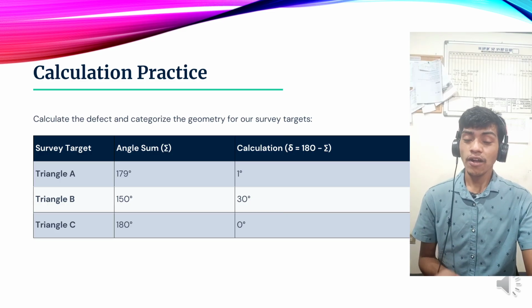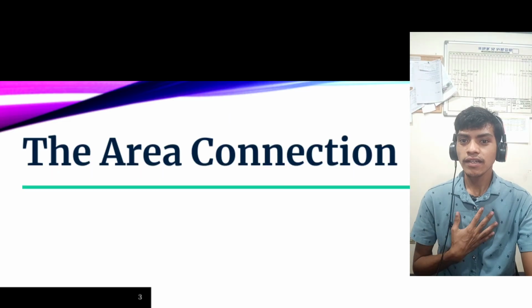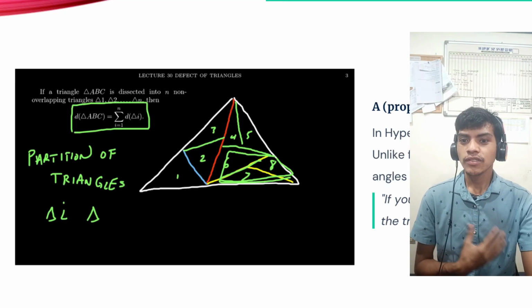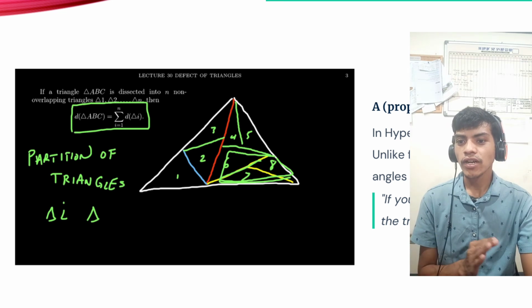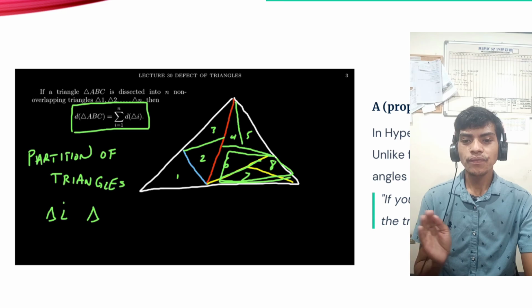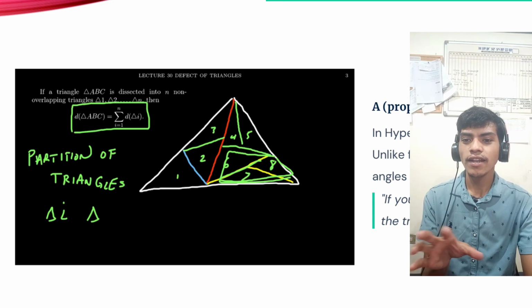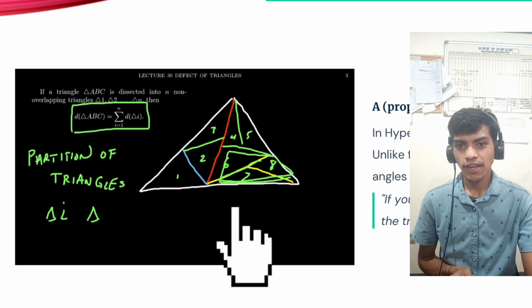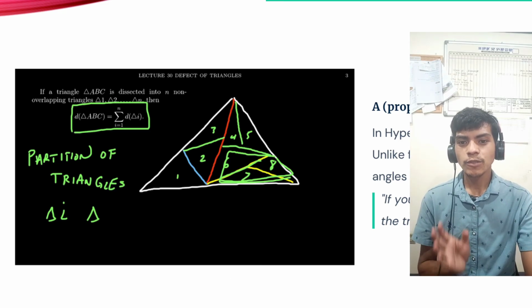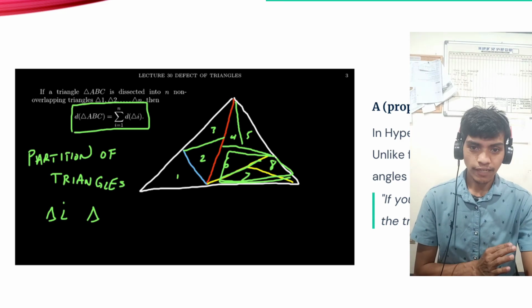The area of the connection. So here is the area of the connection. As you see in that diagram, the area of a triangle is proportional to its defect. In one triangle, there are a lot of triangles inside it. Okay, area times proportion times delta, this is a proportionality.